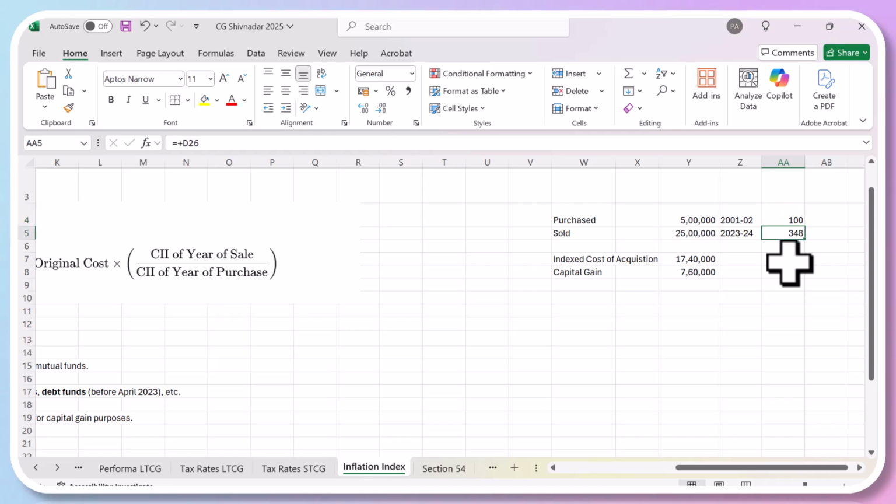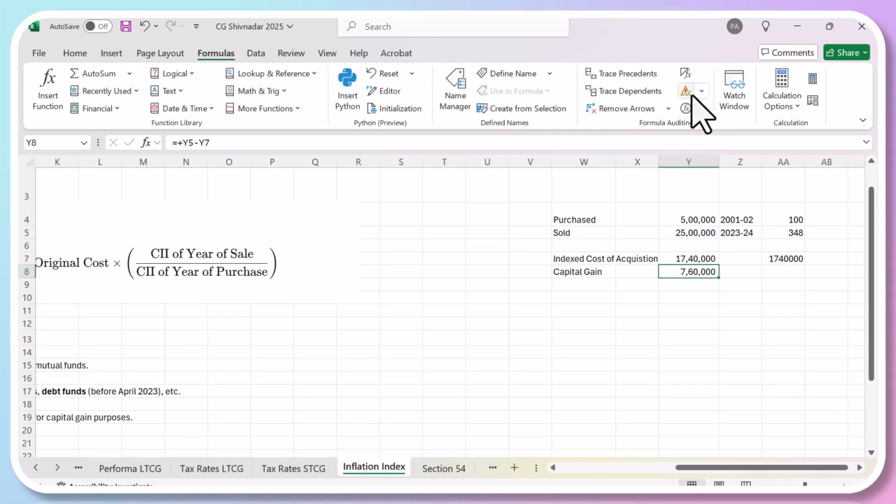At the time when you sold it, the index was 348. So that means you apply that indexation. So we'll get the index cost of acquisition, which is 17 lakhs 40,000. So if you are selling a 5 lakh asset, it is now equivalent to 17 lakh 40,000. So your capital gain will be now this minus this, which will be 7 lakh 60,000. I just used the formula to tell you. So it will be 25 lakhs minus 17 lakh 40,000, so the capital gain will be 7 lakh 60,000.